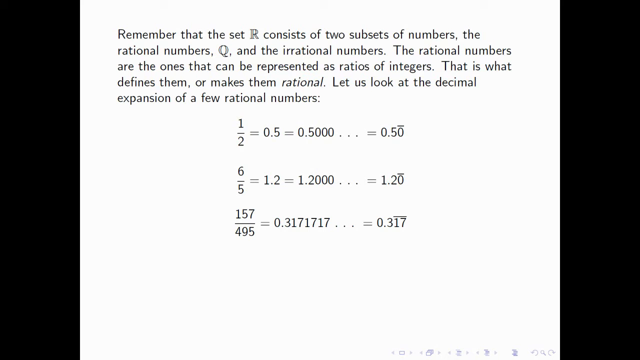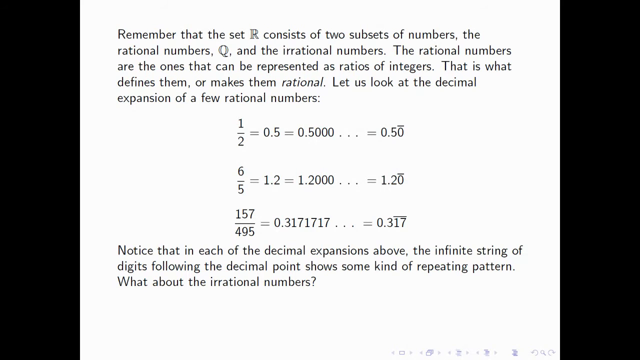157 divided by 495 looks like this: 0.3171717, and the 17 repeats infinitely far, and that's how we write it. Now, this is what a rational number looks like when we look at its decimal expansion. There will always be some kind of repeating pattern.